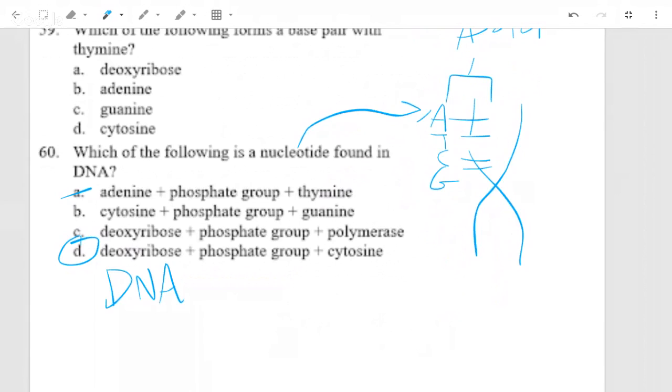It can't be C, same idea. We've got cytosine and guanine, two nucleotides, not needed. And then C is saying deoxyribose, phosphate group, and polymerase. Polymerase, that's just nonsense. No. It's a distractor, so it's got to be D.